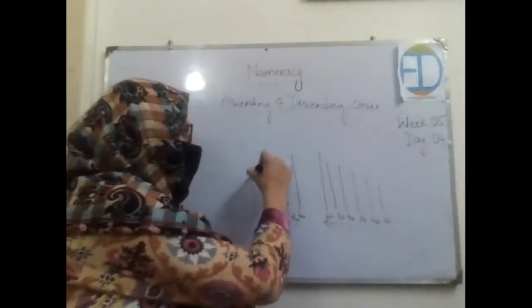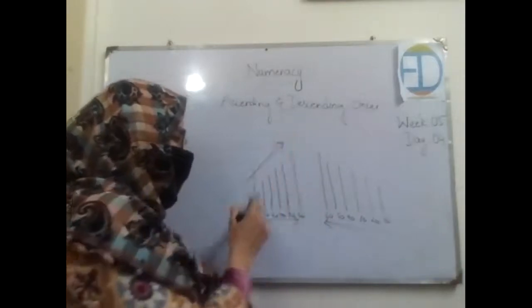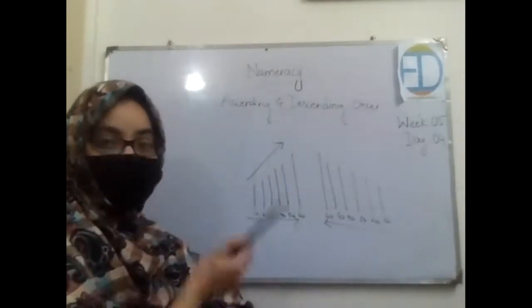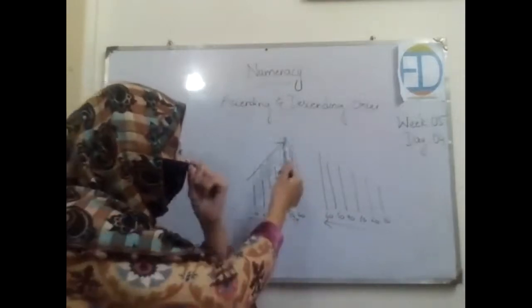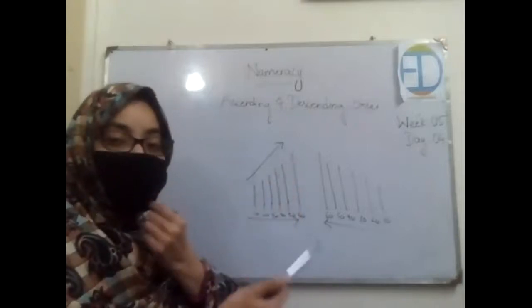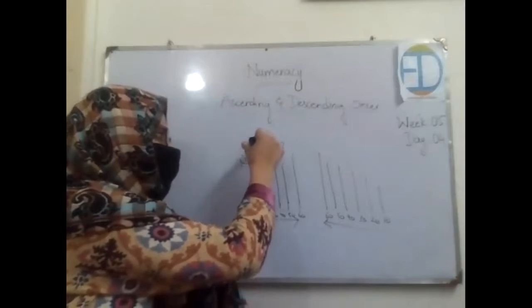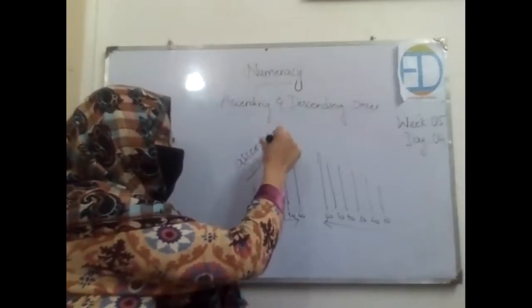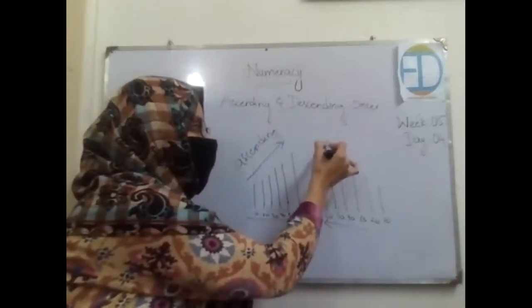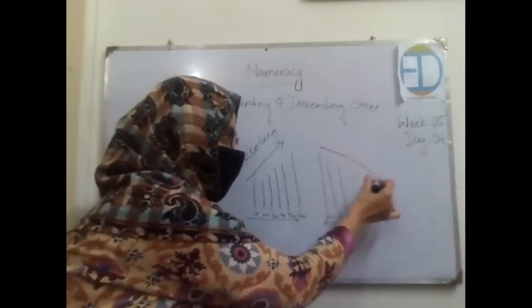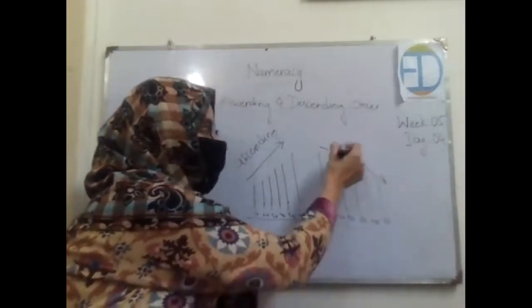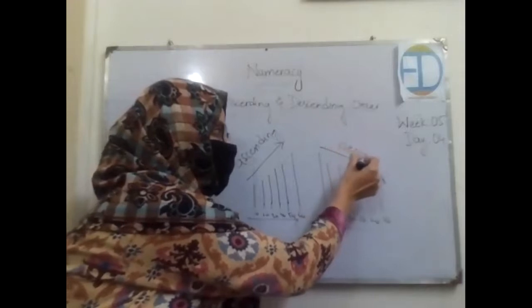Now, if we move in this order, when we will start from the smallest number or the lowest number and move toward the highest number, this order is known as ascending order. And if we start from the highest number, which is 60, and move toward the lowest or the smallest number, this is called as descending order.